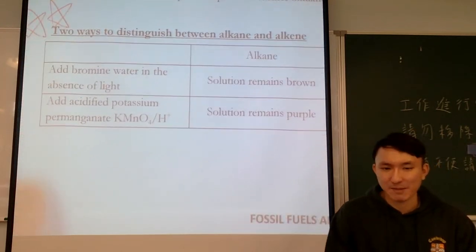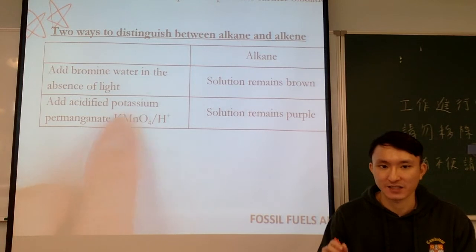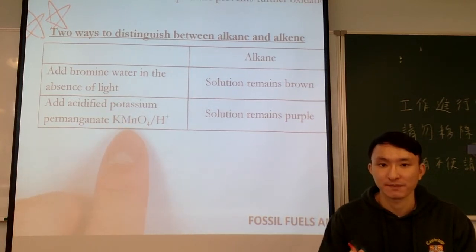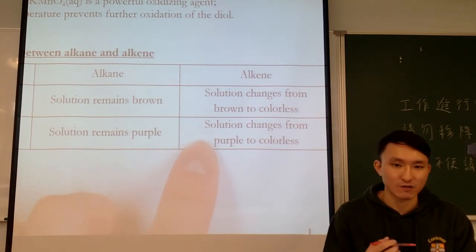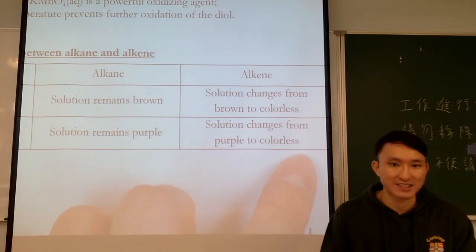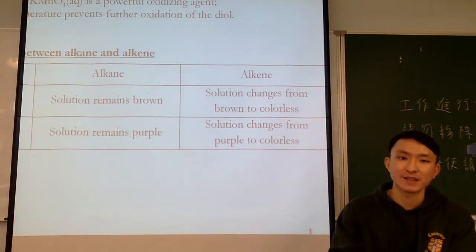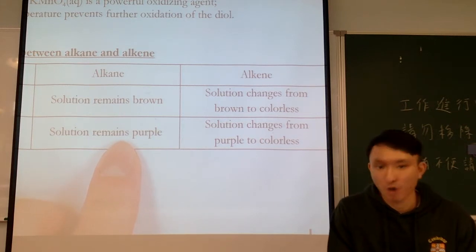Now, the second common method that we use to distinguish between alkane and alkene is to add acidified potassium permanganate solution. Again, alkene will have a reaction and therefore result in a color change, purple permanganate ion becoming colorless manganese(II) ion. However, alkane, since there is no reaction, the solution remains purple.